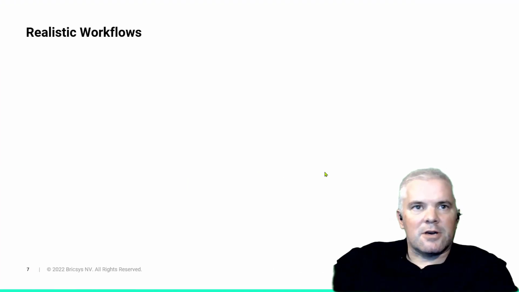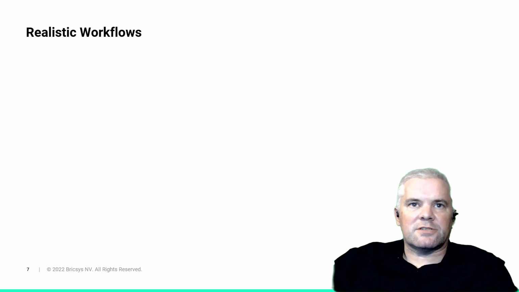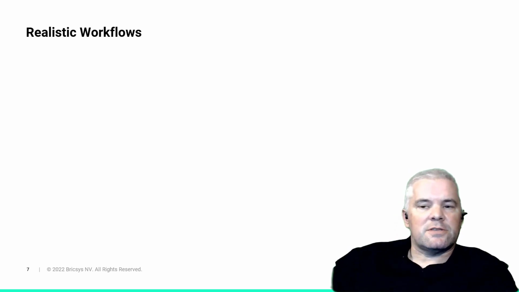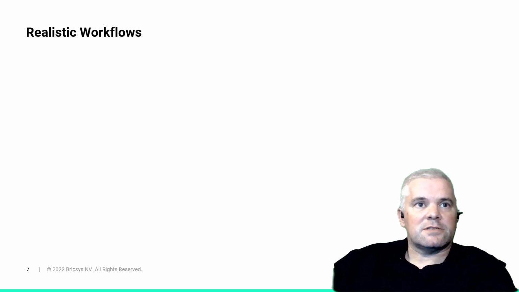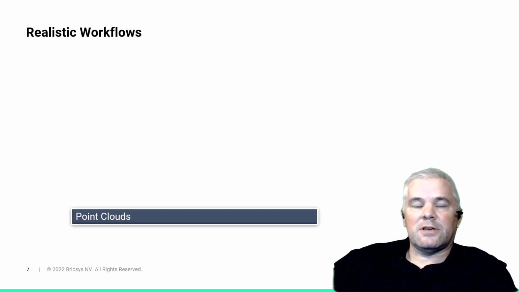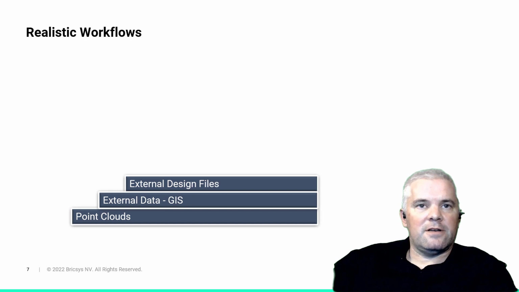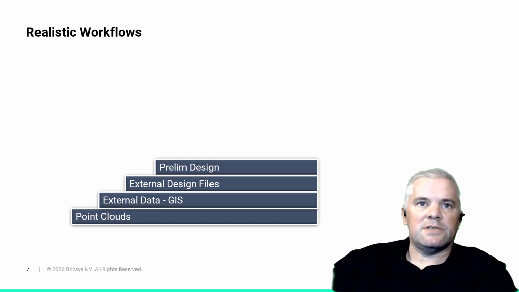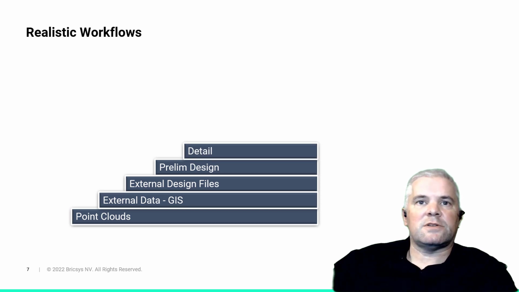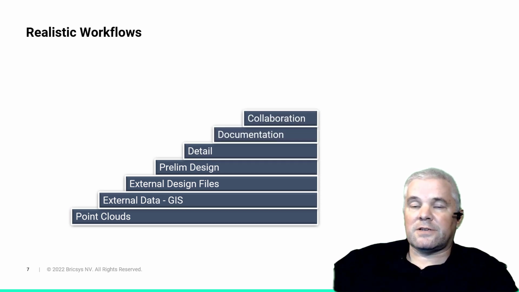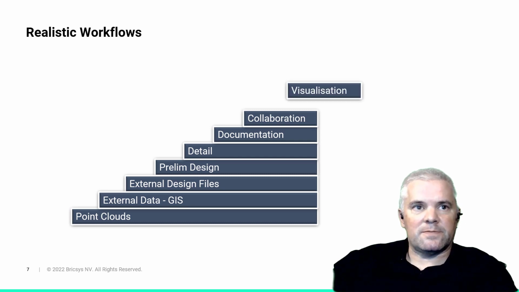So let's now go and move on to the second external data source, which is part of the overall project workflow. So in this project, the general workflow can be represented as we started off working with large point clouds. We then incorporated GIS. We're about to import a simple external land XML file for a site design. We would then do some prelim design, some detailed design, move on to documentation and collaboration, and if time permitted on the project or budget, we would hopefully do some visualization as well.